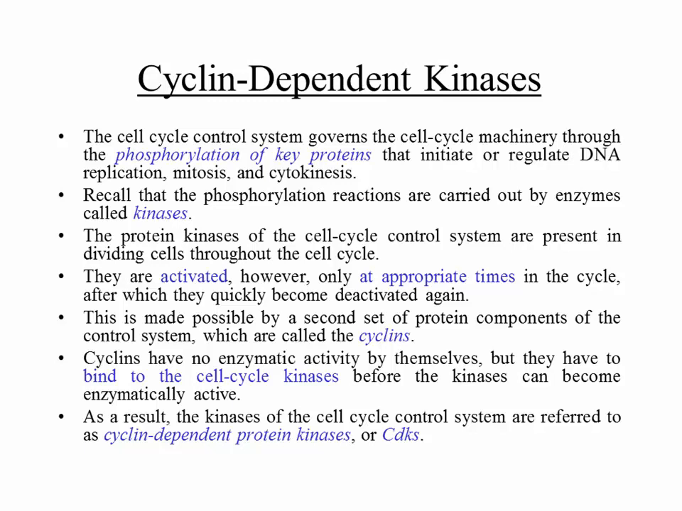And this is made possible by a second set of protein components of the control system, which are called cyclins, right? Cyclins have got no enzymatic activity by themselves. So they don't carry out any reactions, or they're not catalysts, right? So they are the ones that actually do the timing, right? Because their concentration varies cyclically with time, right? So cyclins have no enzymatic activity by themselves, but they have to bind to the cell cycle kinases before the kinases can become enzymatically active. As a result, the kinases of the cell cycle control system are referred to as cyclin-dependent protein kinases, all right, or CDKs for short. Any questions?